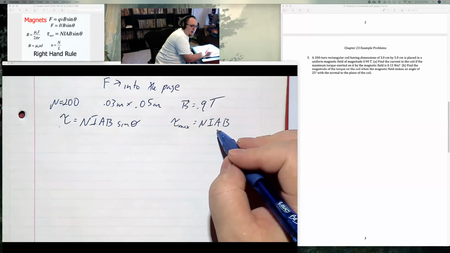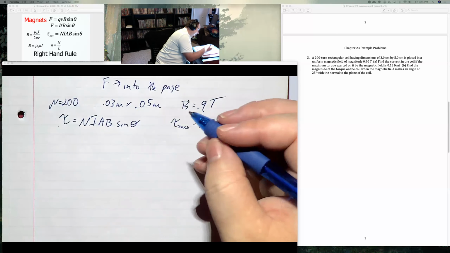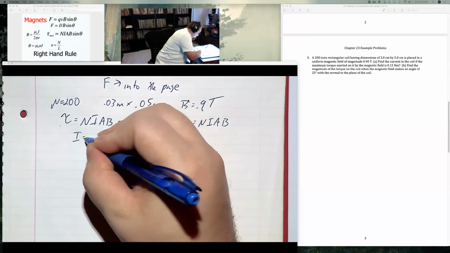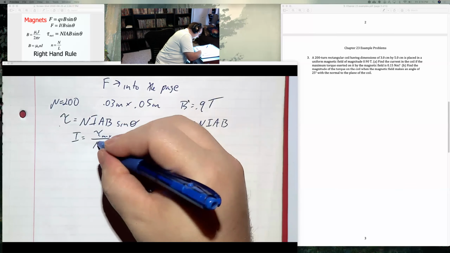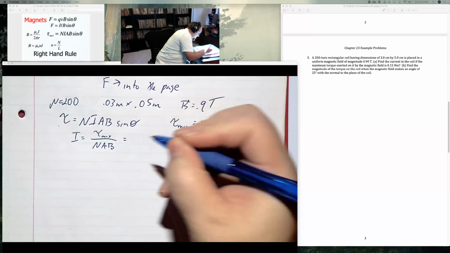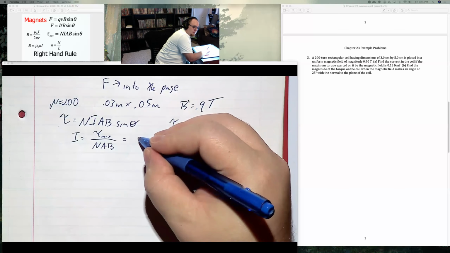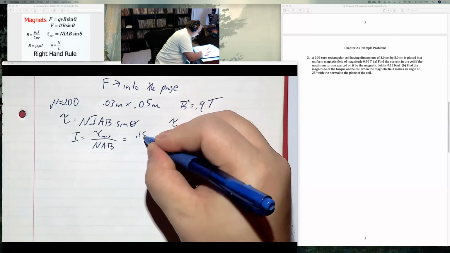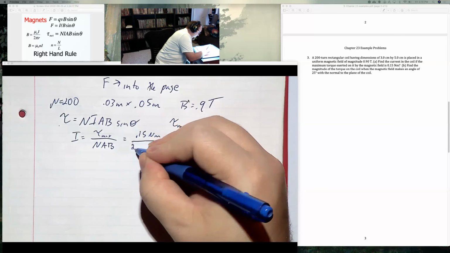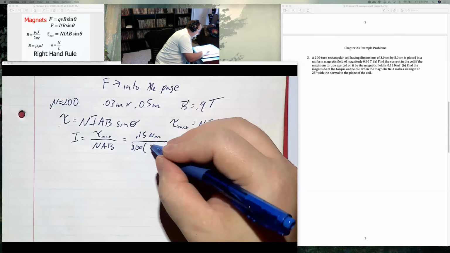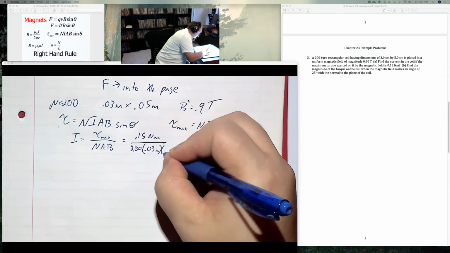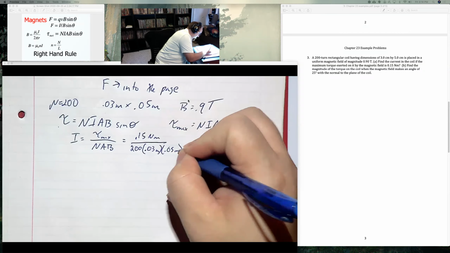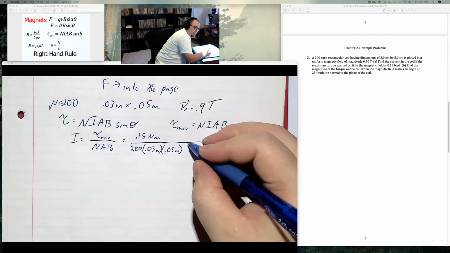Now I want to find I, so I'm going to divide both sides by NAB. And so it'll be the maximum torque, 0.15 Newton meters, over the number of turns times the area. But I didn't give the area, I gave both dimensions. But that's okay. If I want to get the area, I'll just multiply the 2 dimensions together. The magnetic field.